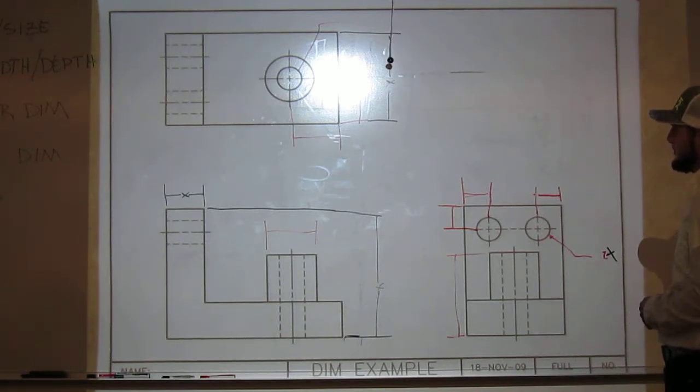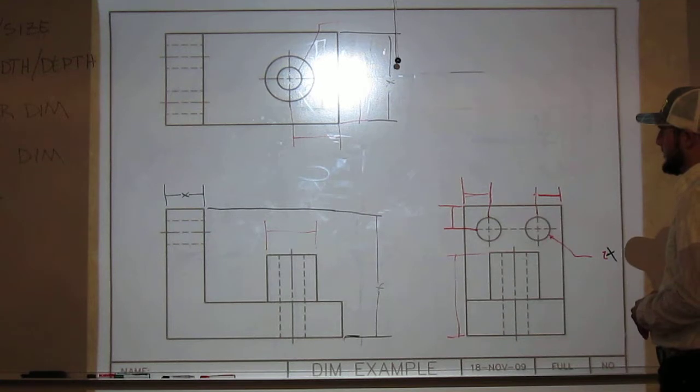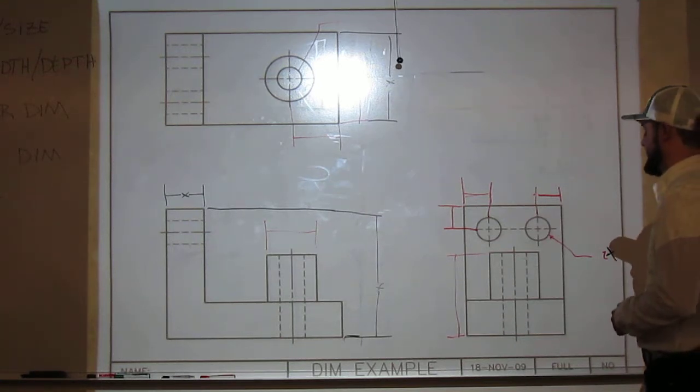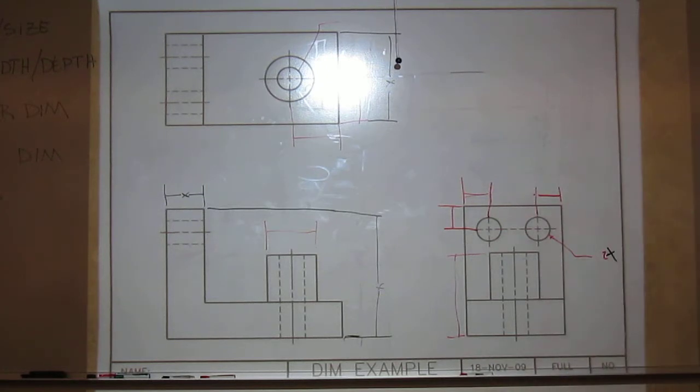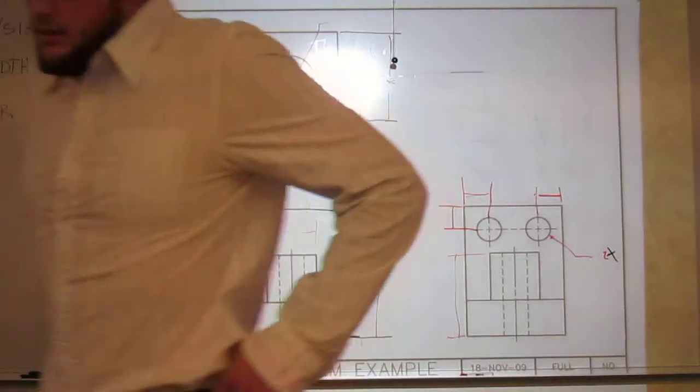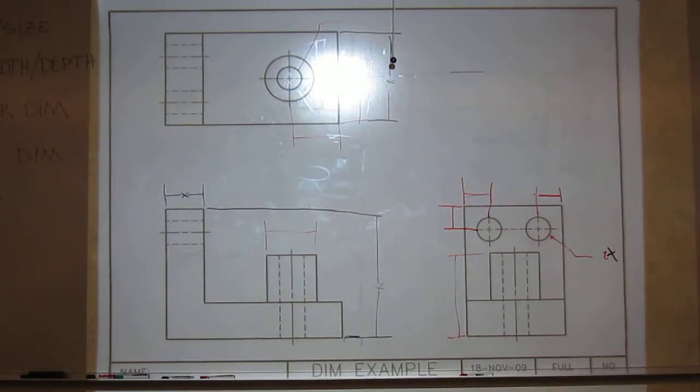Looks to me like a depth dimension. And remember, you're looking at just that rectangle. Don't worry about the other features, just that one. Okay? All right, do we have X, Y, Z? Any thoughts? Okay. Are we done with that one?